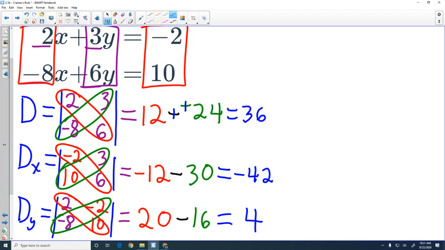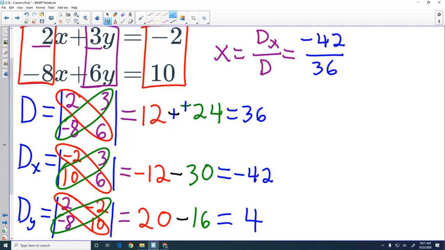And now we have all three of the numbers that we need for our ordered pair for that final solution. So I need my x coordinate and my y coordinate. Just to remind you, the x coordinate is the x determinant divided by the coefficient determinant. Now we've already got these numbers. We just figured them all out. dx is a negative 42. D is a 36. Those numbers just came from these three values right here that we just calculated. Those are the numbers that we're using in these fractions.